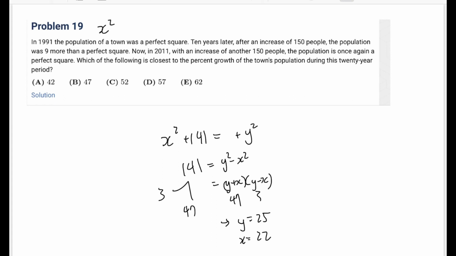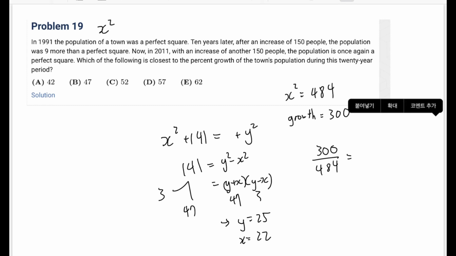So since x is 22, x squared is 484, and the growth is 150 people and another 150 people, so growth is 300, and so what we have to get is 300 over 484. This is 3 times 25, so it's 75 over 121, and so let's get that, right?